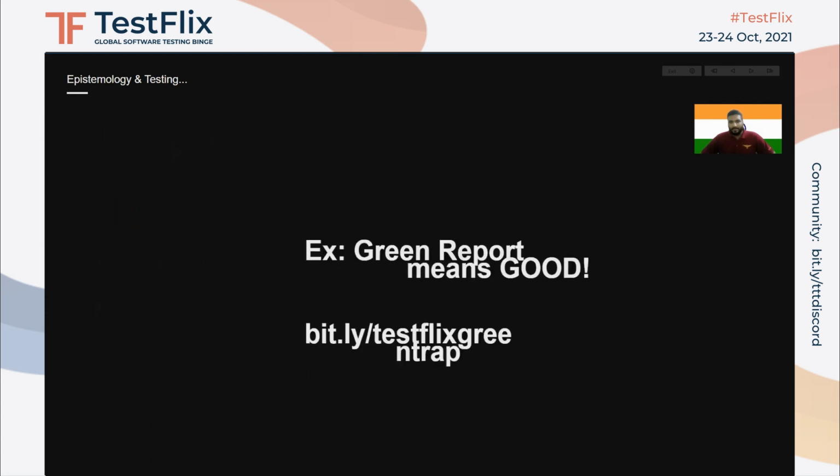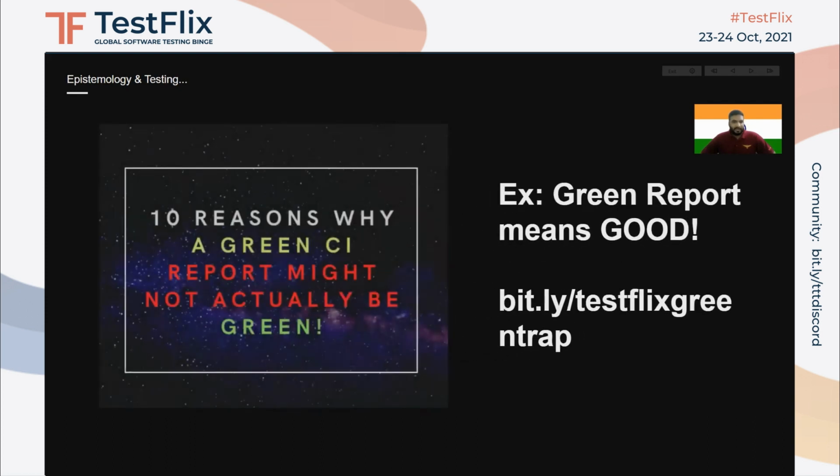Another trap is that a green report means the product is green and all good.